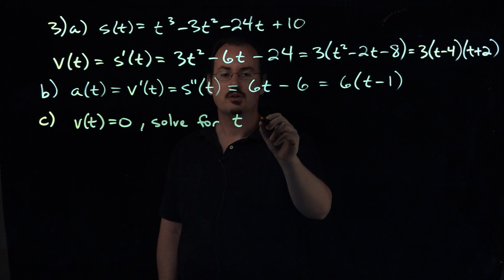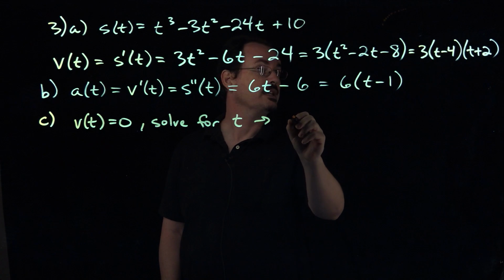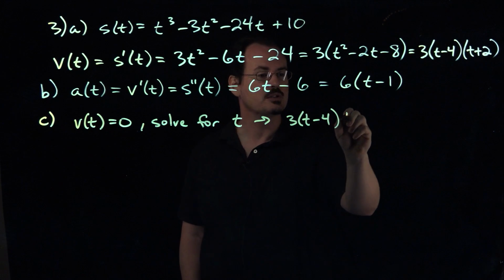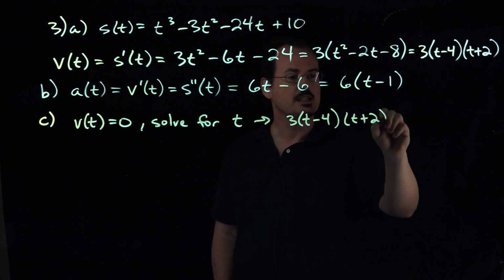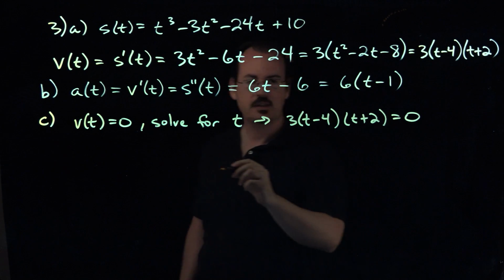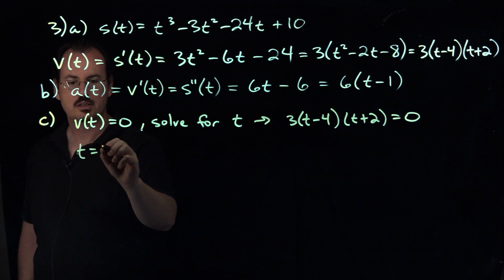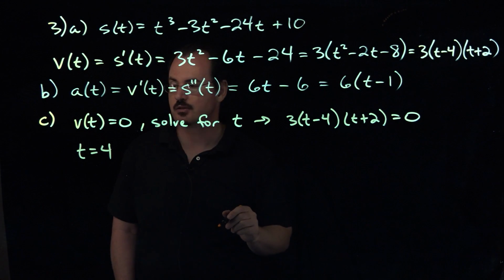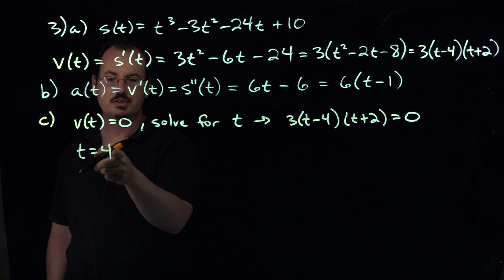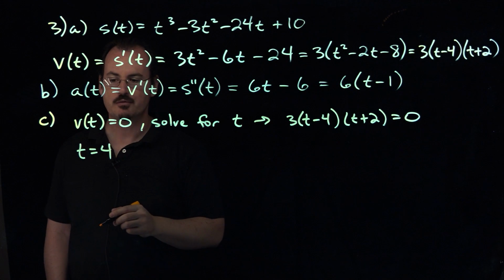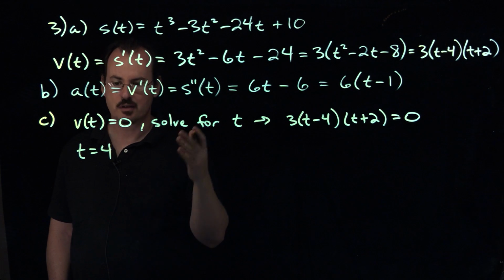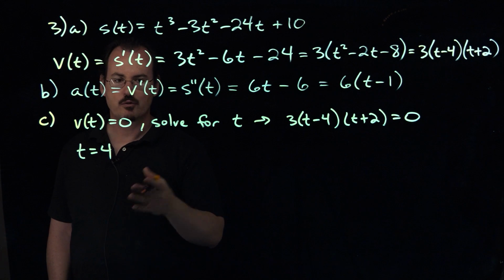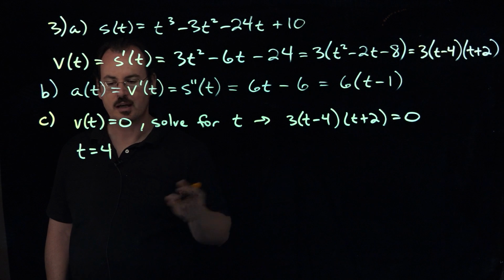So we get the factored form of the function, t minus 4, t plus 2, set that equal to 0. That gives us t equals 4. And it also gives us t equals negative 2, but that one doesn't matter because it says for positive times only. So what we're seeing here is the velocity is 0 when time is 4. That means after 4 seconds the car has come to a total stop. And that means that before that it was either going forward or backward, and then after that it might have been doing the opposite thing.